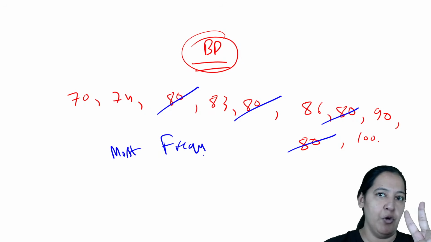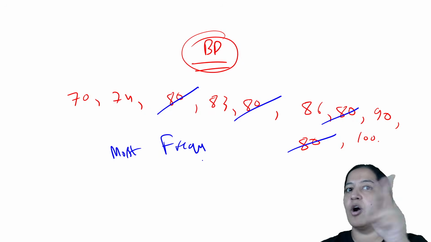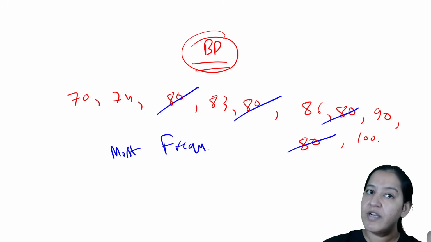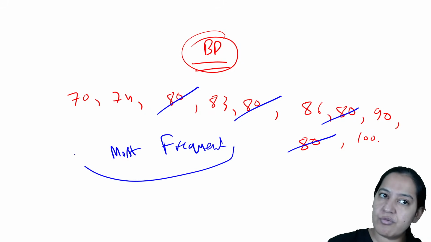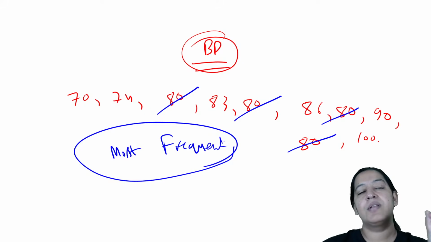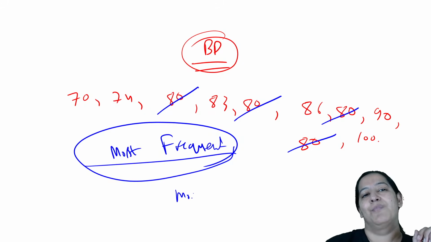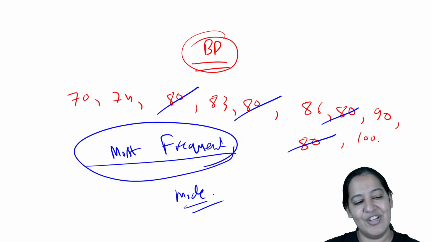It is not the middle value either. If you arrange them in ascending or descending order, it is not the middle. What it is, is the most frequent, coming again and again. So the most frequent observation is known as mode. That is the definition of mode.